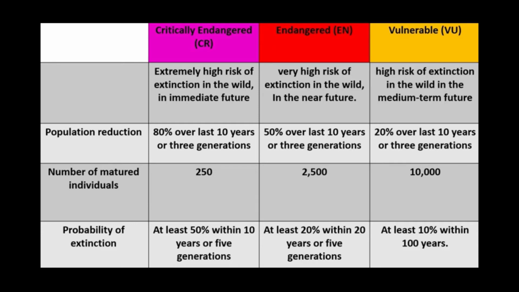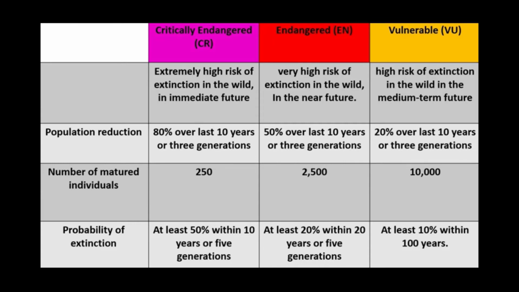Now endangered species, these are at a very high risk of extinction in the near future, and here the population reduction is about 50% over the last 10 years. The number of mature individuals is around 2,500, and the probability of extinction is at least 20% within 20 years or 5 generations, whichever is longer.